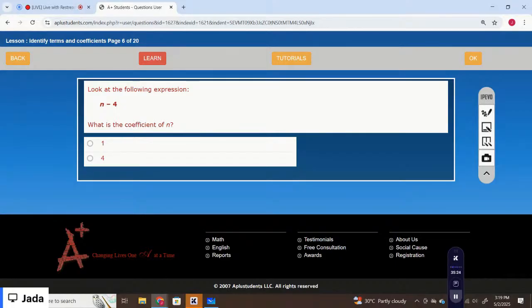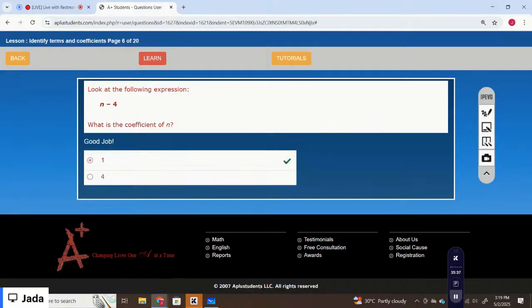Look at the following expression. What is the coefficient of n? Coefficient of n is 1. Option number 1 is the correct option.